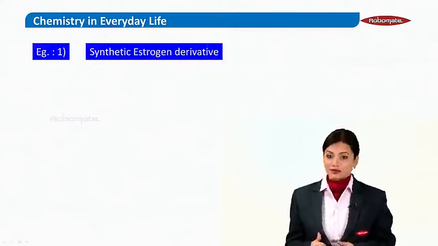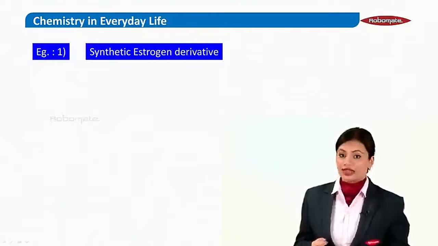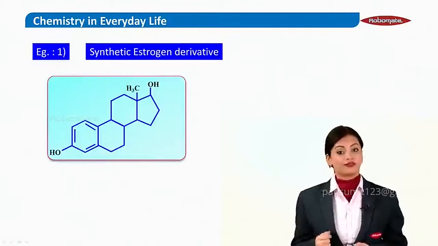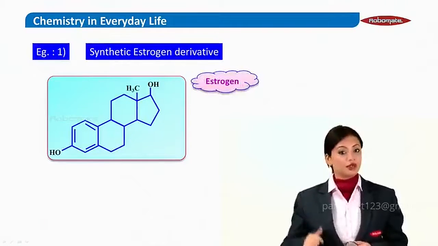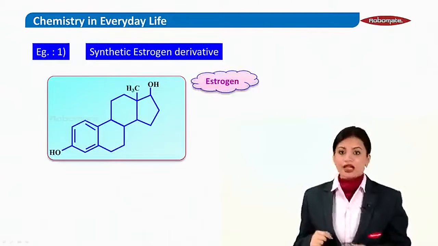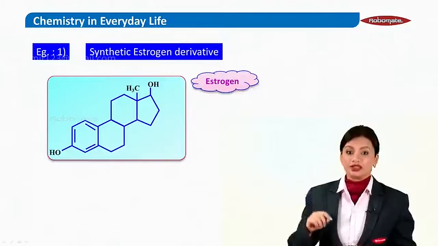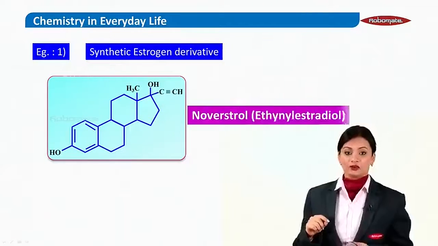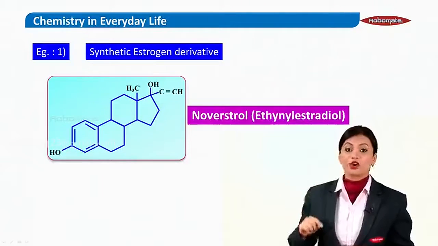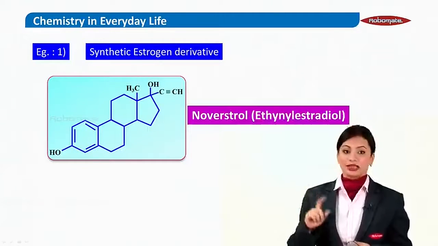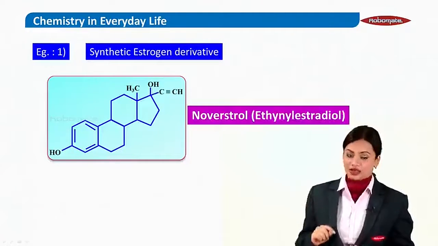Now, let us see the synthetic estrogen derivative. Of course, it is made from estrogen. Here is the molecular structure of estrogen. Now what we do is, the derivative of estrogen is nothing but, look here, this is called novestrol, and also it can be known as ethinyl estradiol.